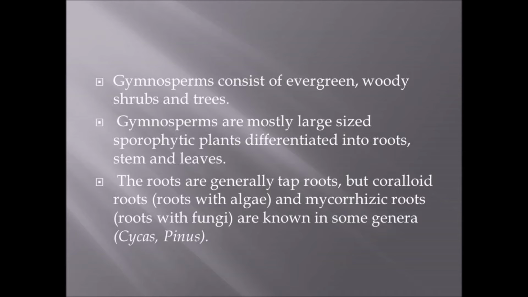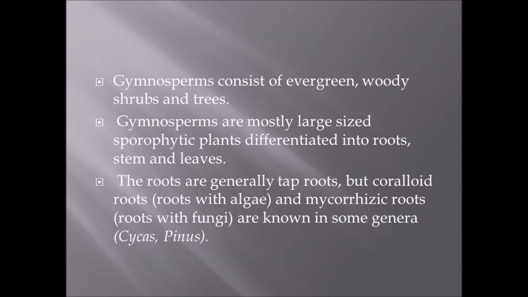So you would have known the different types of roots. In a tap root, they will have a middle primary root, and on the side they will have small root hairs coming from the primary root. But coralloid roots, that is the algae will be present in the roots. And mycorrhizal roots, sometimes roots with fungi are also present.